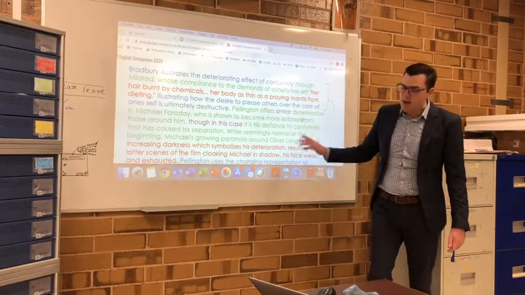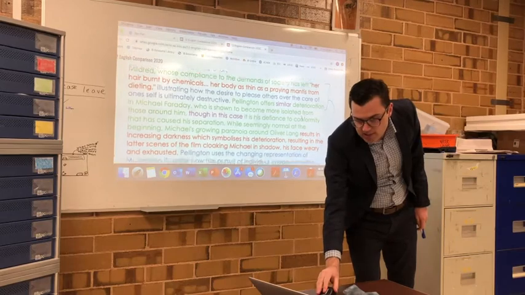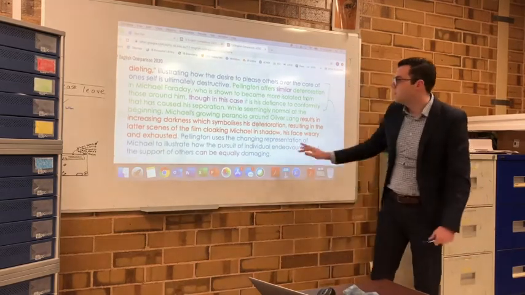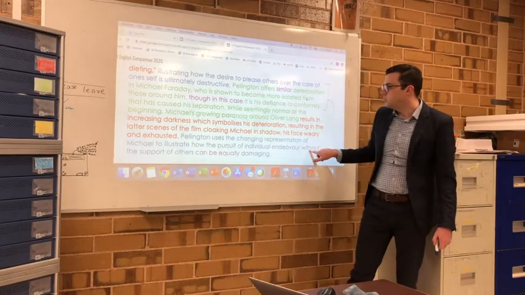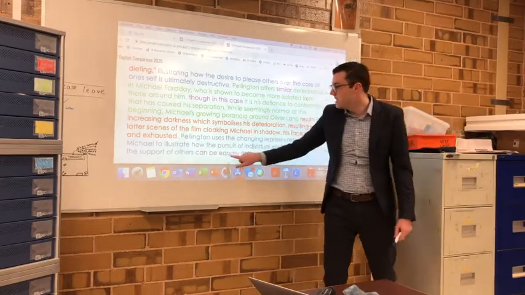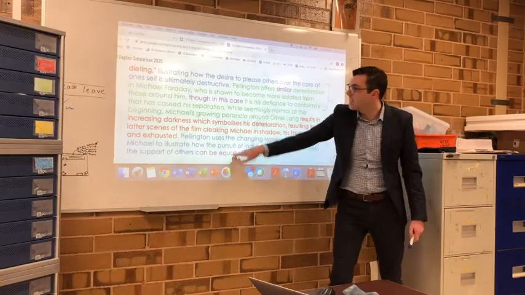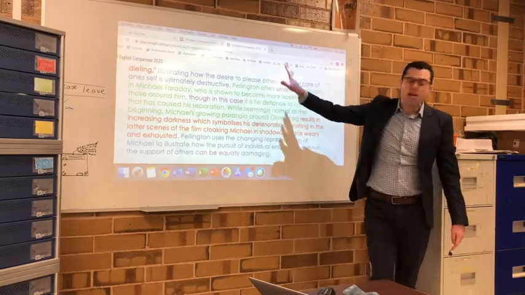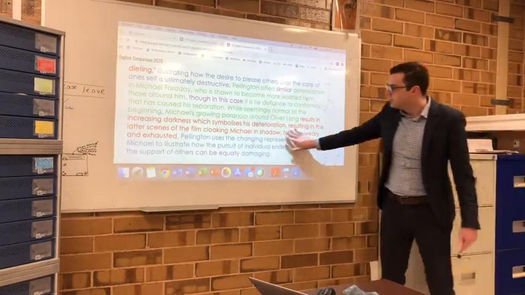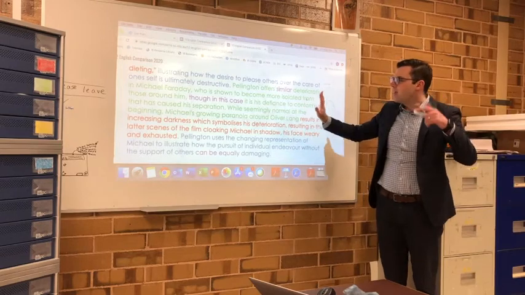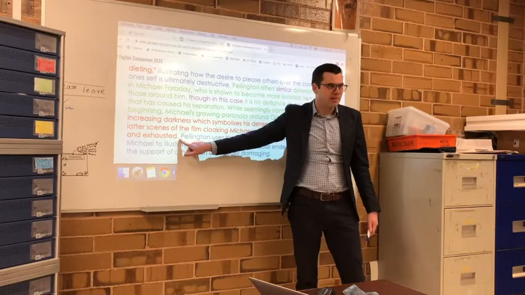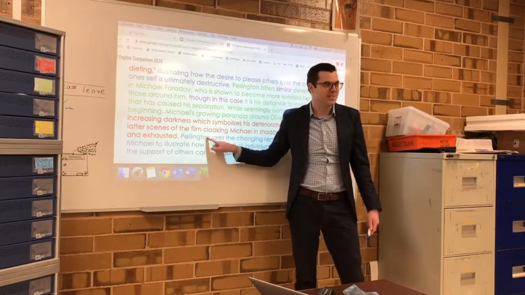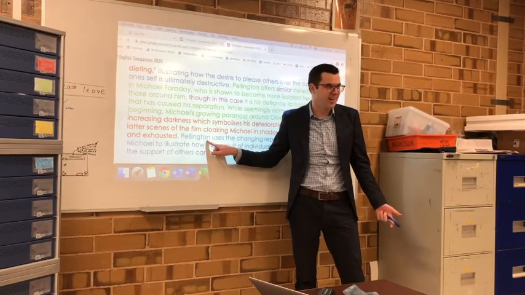Okay, and then if I sort of duck down here, Pellington uses the changing representation of Michael to illustrate how the pursuit of an individual endeavour without the support of others can be equally damaging. So notice when I say equally, that kind of links to what I said up there. So the guts of this, everyone, is, and you'll notice here, it's not an exact science. I put a full stop here because if I tried to add that into the same sentence, what would I have? I'd have a mouthful.